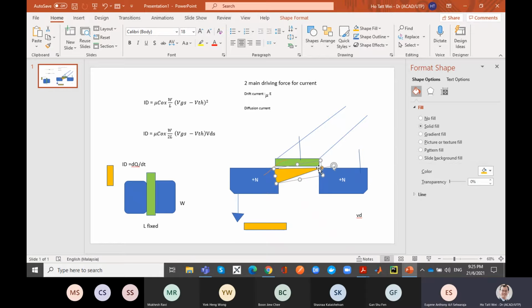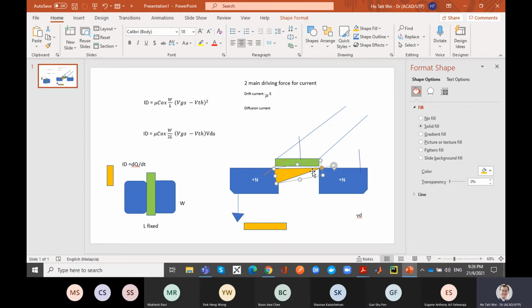There's a pinch off here. There's actually a small gap here. There's no free electrons. Okay. So what actually happens is that because of VDS, there is an acceleration, there's a driving force, the electrons are accelerating. At this point, even though there is no continuous channel, they just have so much momentum, they just jump over. Okay, that's what's happening.